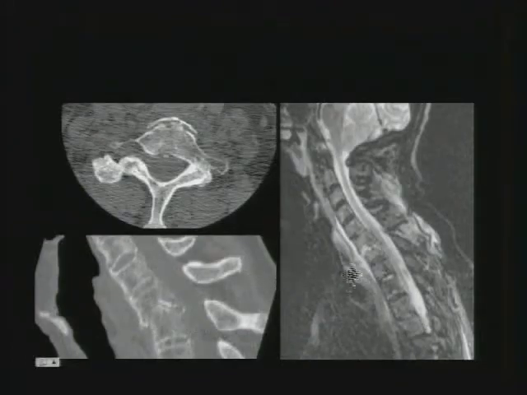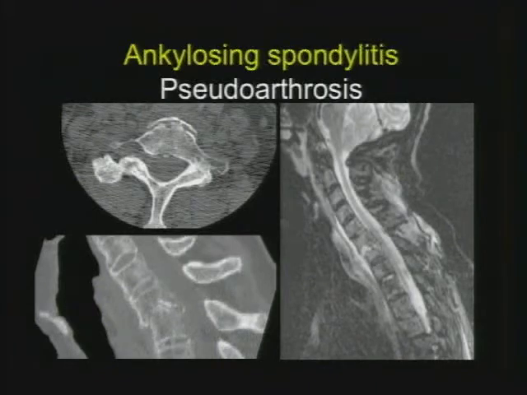Here we see the dreaded fracture of a fused spine that we see with ankylosing spondylitis, a pseudoarthrosis. It really likes to go at the cervicothoracic junction in particular. It looks like infection, but the key thing here is that it goes into the posterior elements.